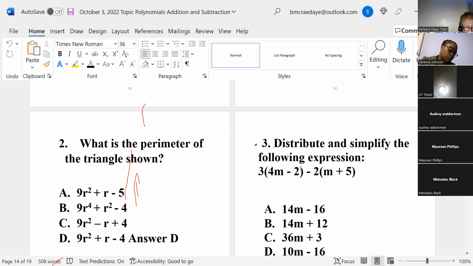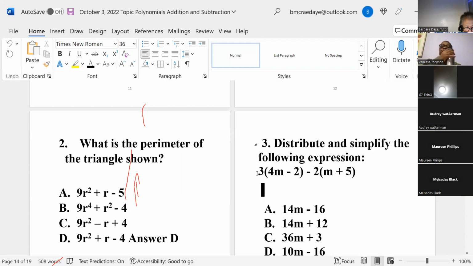Mercedes, what did you get for this first one? 3 times 4m minus 2. Just tell me your answer. 10 minus 10. No, Mercedes, you're not listening to me. Okay. 3 times 4m minus 2. What is that equal to? 3 times... Oh, that's 14m.